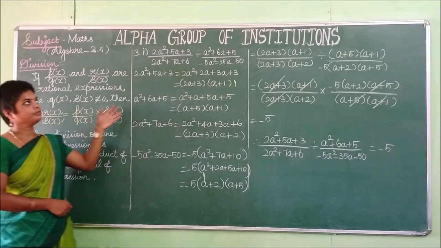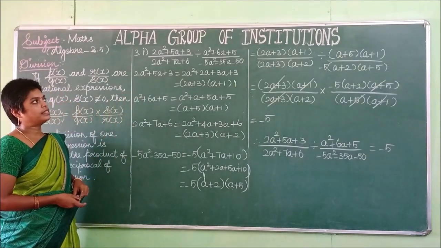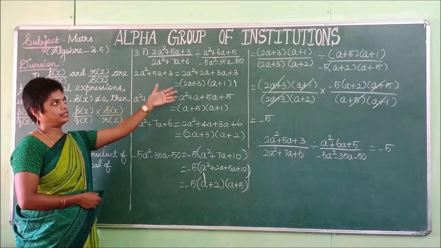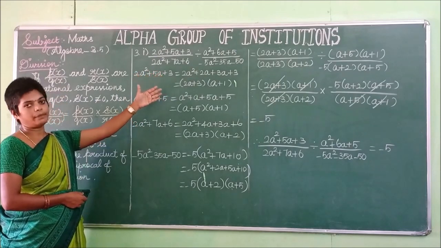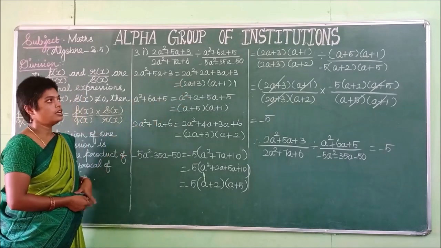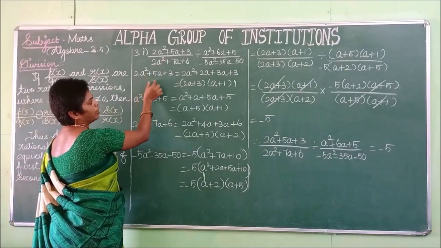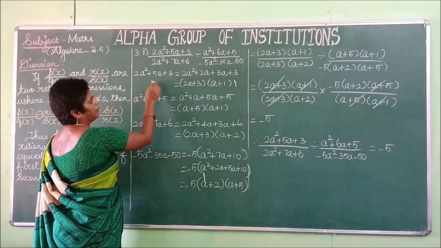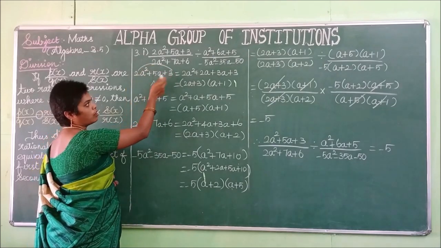Listen to the problem. 2a squared plus 5a plus 3 divided by 2a squared plus 7a plus 6, divided by a squared plus 6a plus 5 divided by minus 5a squared minus 35a minus 50. So take separate terms. The first term is 2a squared plus 5a plus 3. Multiply the coefficient of a squared with the constant term.